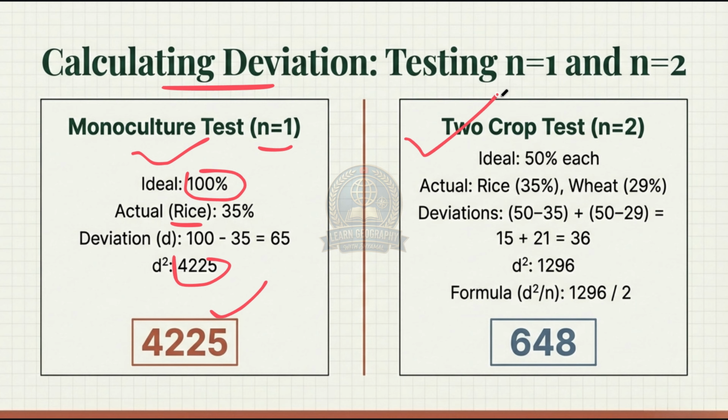Then two crop test. That means n is equal to 2, that means 2 crops, rice and wheat. Ideal is 50%, actual rice 35%, wheat 29%. That means deviations are 50 minus 35 plus 50 minus 29, is equal to 15 plus 21 is equal to 36. That means d square is equal to 1,296. This is the formula: d square divided by n, 1,296 divided by 2, 648. Why 2? Because it is a 2 crop test. That is why it should be divided by 2.